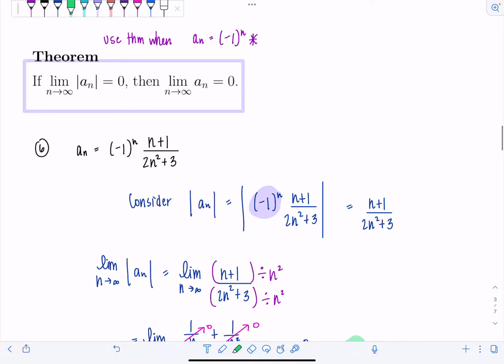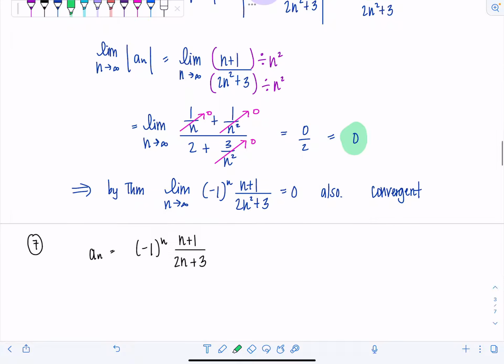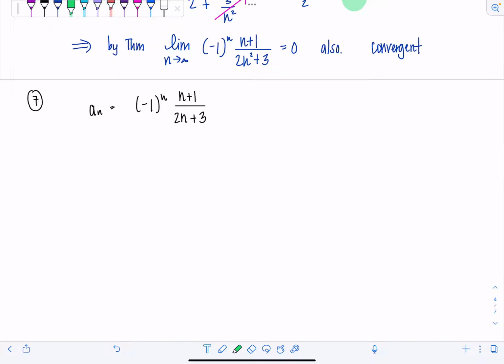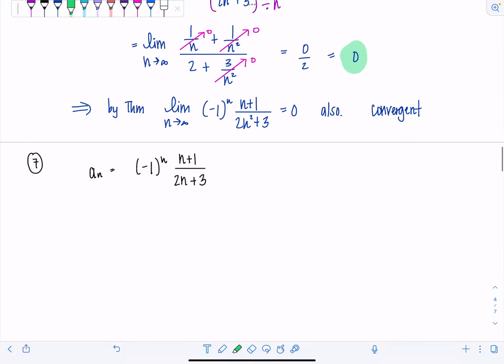Yes? What if it is not? What does that tell you? I will show you. It actually means the sequence diverges. But how do you write it up nicely? Observe the following. So here's something very similar, a sequence I made up. We have a_n equals (-1)^n times (n + 1) over (2n + 3).